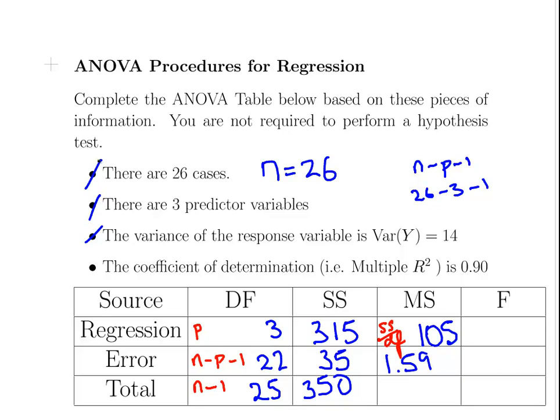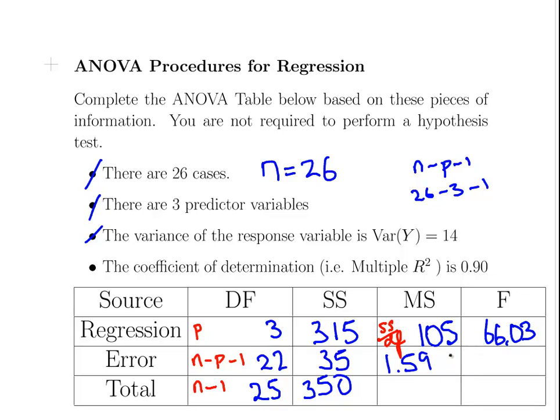Now, finally, the F ratio, or the F test statistic, is the ratio of these two values here. So 105 divided by 1.59, and that is 66.03. We'll just use two decimal places, 66.03. So that is the entire table taken care of.